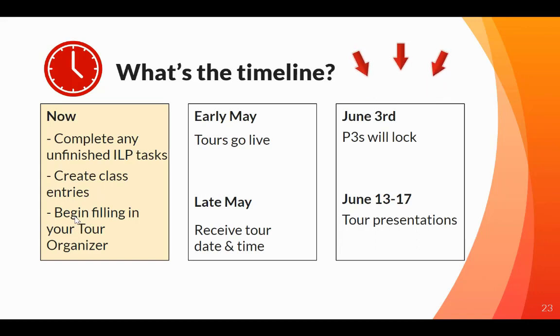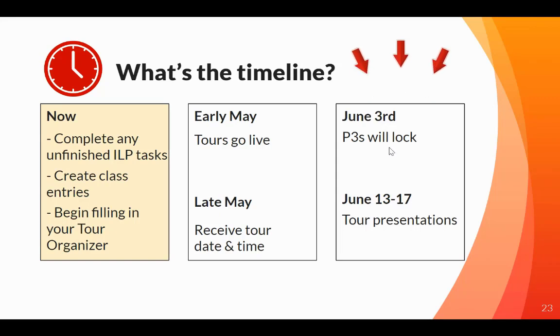You should begin filling in your tour organizer, like I just mentioned, and there's a separate video I'm going to make that's very short talking about these things. In early May, the tours will go live again in the next week or two. At that point, you can start actually interacting with the tour itself. And later in the month of May, you will receive your tour date and time. I'll talk about that in a minute. June 3rd, super important day.